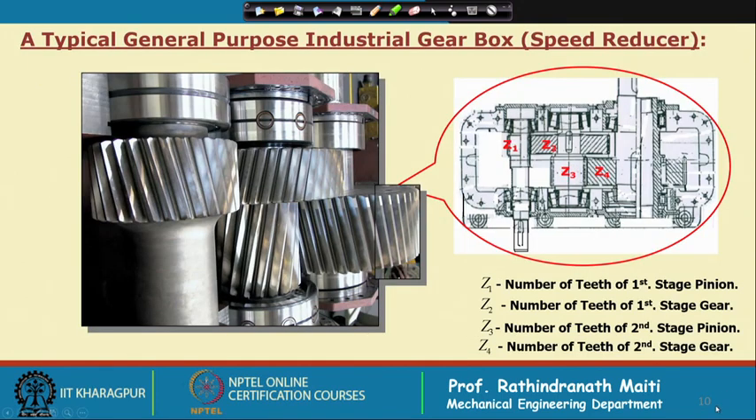Now, here it is again shown what may be the photographic view of the gears. So, this is a typical photographic view of a gearbox with the top open, and as I have shown in the drawing, it will look something like this, where Z1 is the number of teeth in the first stage pinion, Z2 is the number of teeth of the gear in the first stage, Z3 is the number of teeth of the pinion in the second stage, Z4 is the number of teeth of the gear in the second stage.